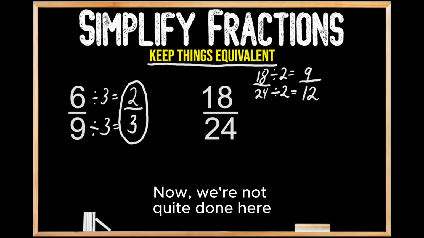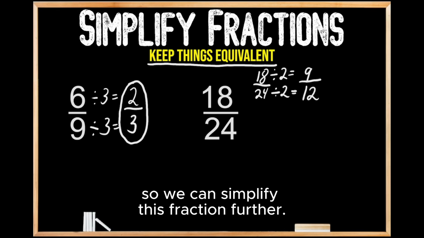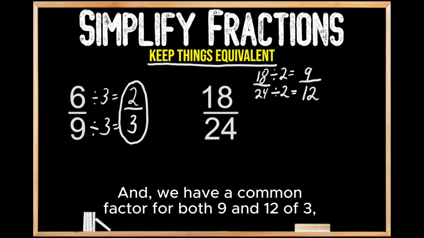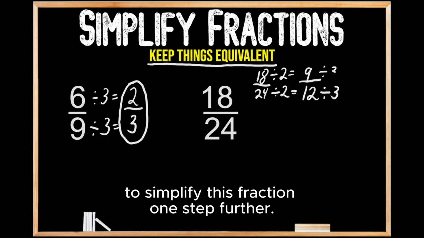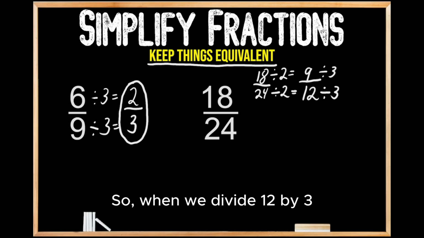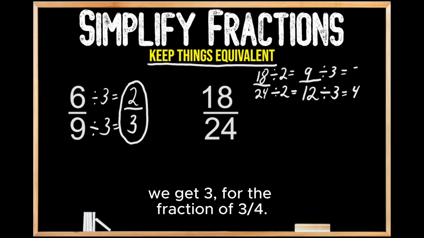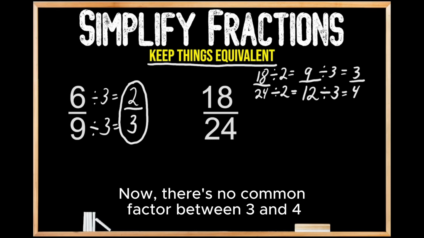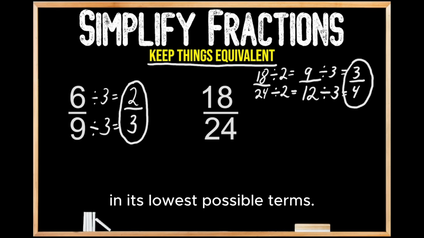Now, we're not quite done here because, as I'm sure you've noticed, there is a common factor between 9 and 12 other than 1, so we can simplify this fraction further. And we have a common factor for both 9 and 12 of 3, so we're going to divide both the denominator and the numerator by 3 to simplify this fraction one step further. So when we divide 12 by 3, we get 4, and then when we divide 9 by 3, we get 3 for the fraction of 3/4. Now, there's no common factor between 3 and 4 other than 1, so we know that we've written this fraction in its lowest possible terms.